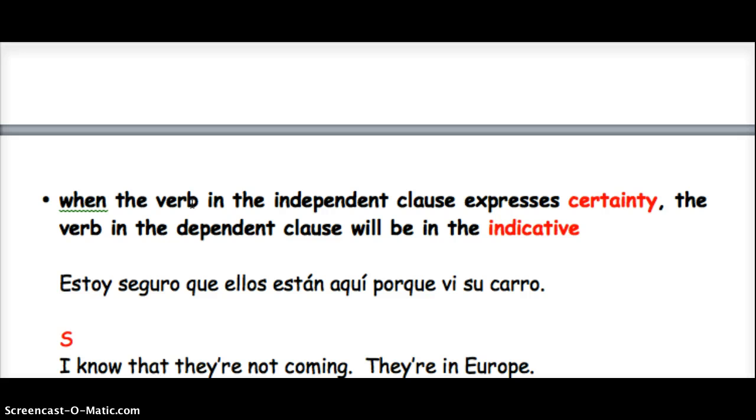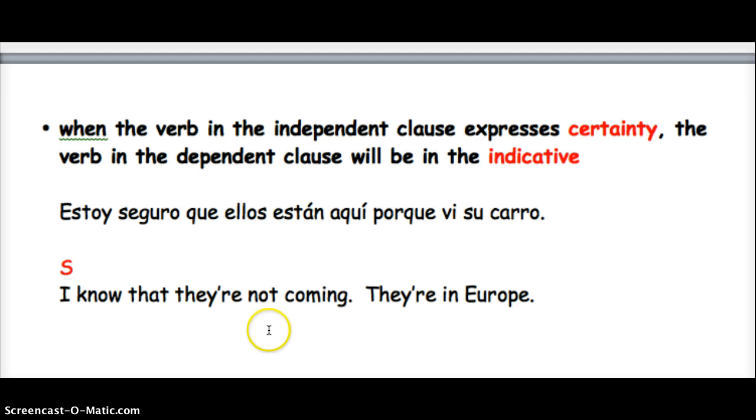When the verb in the independent clause expresses certainty, then the verb in the dependent clause will be in the indicative. So I'm sure that they're here because I saw their car. Estoy seguro, I'm sure, indicates certainty. So since that's before the K, what comes after the K is going to be in the indicative. So están is the indicative form.